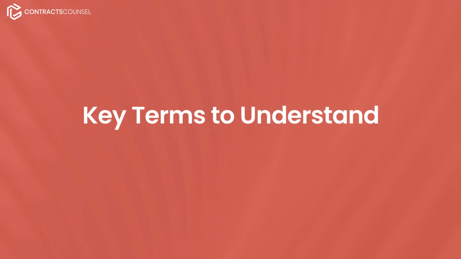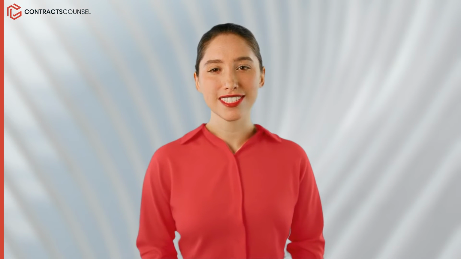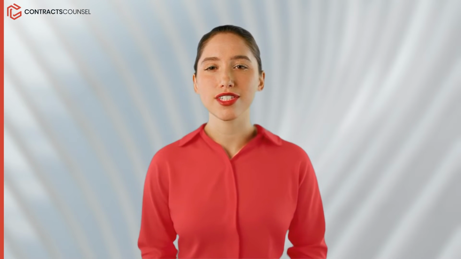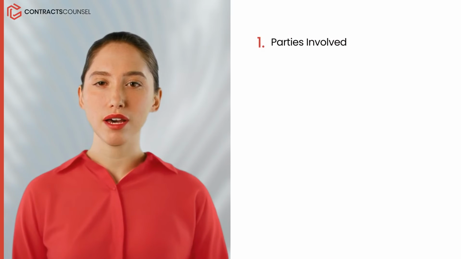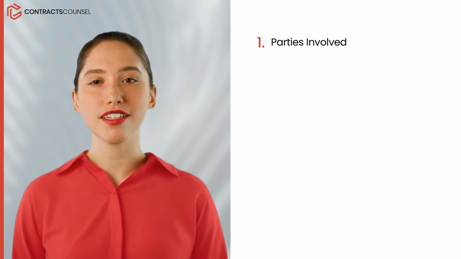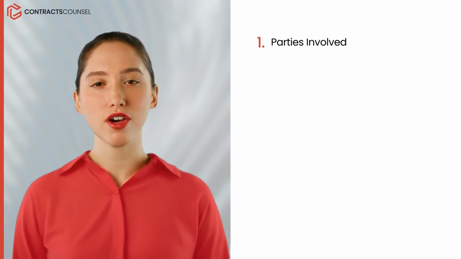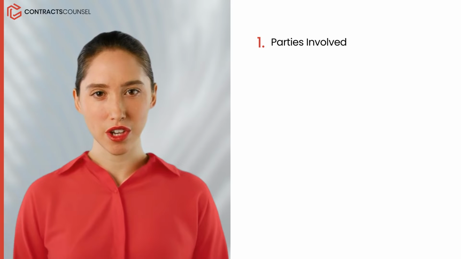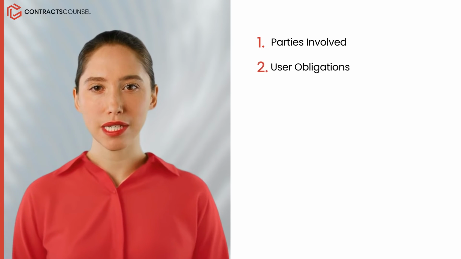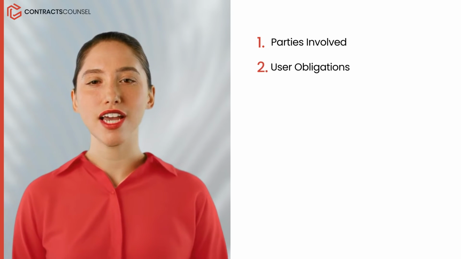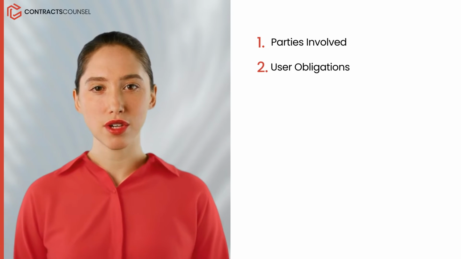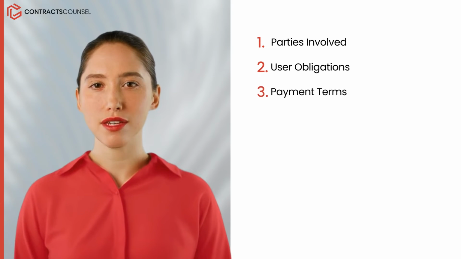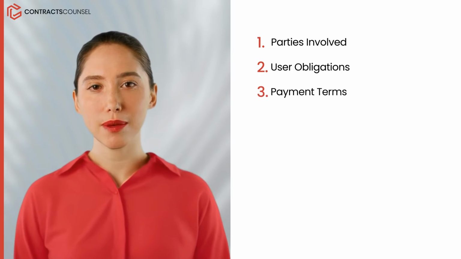Key terms to understand. Terms of service agreements contain many important terms that you should understand. Here are some key terms to look for. 1. Parties involved. Ensure that the names and details of all parties involved are correctly stated. Make sure the full legal names of the businesses or individuals are used. 2. User obligations. Review the section that specifies the responsibilities and obligations of the users. 3. Payment terms. Understand the payment terms, including billing cycles, due dates, and acceptable payment methods.